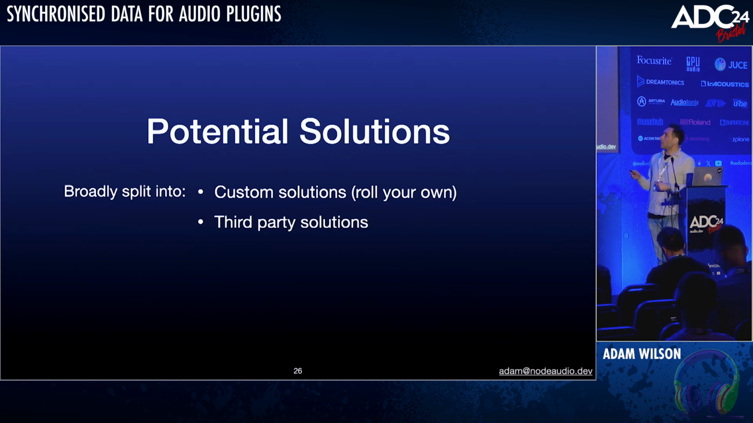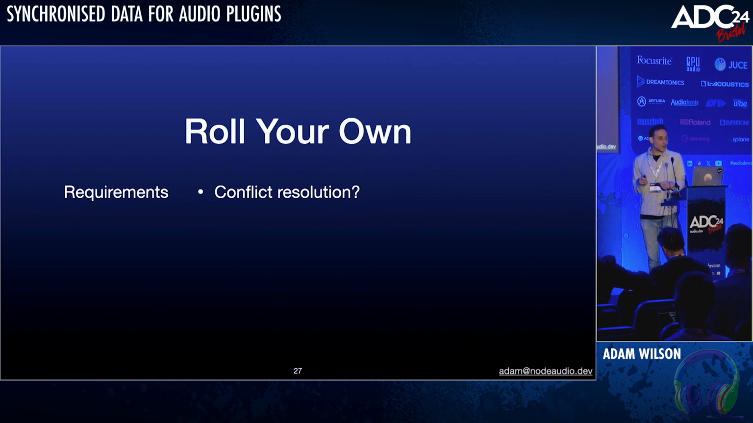And so let's think about potential solutions, how we might start building something or using something. So basically it's build your own thing, custom solutions, or third-party solutions. So if you're going to roll your own, if you're going to decide, okay, this can't be that hard, I'll just put something together myself. Okay, so one of the things that you will need to consider if you want to try building something like this yourself is what to do about conflicts.